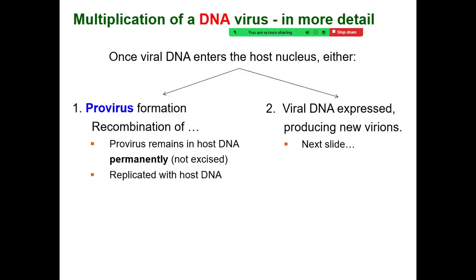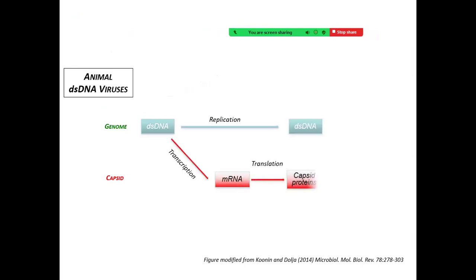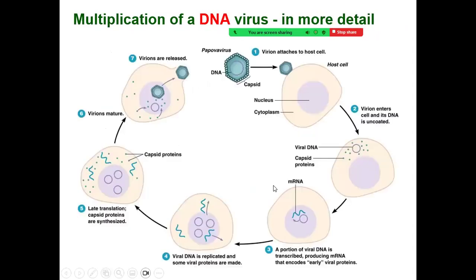The other thing that can happen when the DNA virus infects a host cell is the viral DNA can be expressed, making viral messenger RNA, which will then move into the cytoplasm to make viral proteins. The viral DNA can be replicated to make new genomes, and then the viral genome will get together with the viral capsid proteins to make the new progeny virions. Any question about any of that?